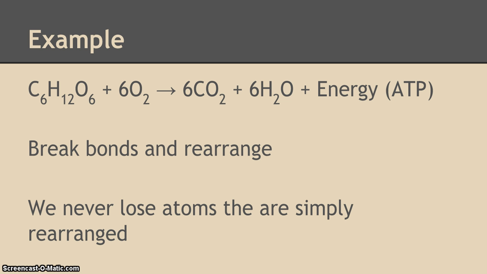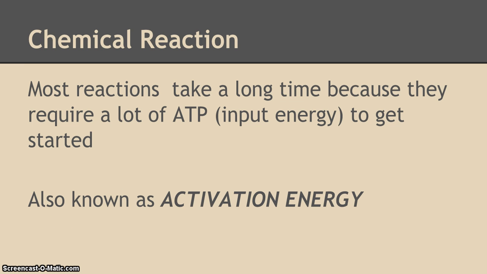So all we are doing is breaking down those bonds in the carbon, hydrogens, and oxygen, and we are rearranging them into the carbon dioxide and waters. If you see, there are the same amount of carbons, hydrogens, and oxygens on both sides of the equation, meaning we have not lost any atoms. We are simply rearranging those atoms. So we never ever lose the atoms. They are simply being rearranged.